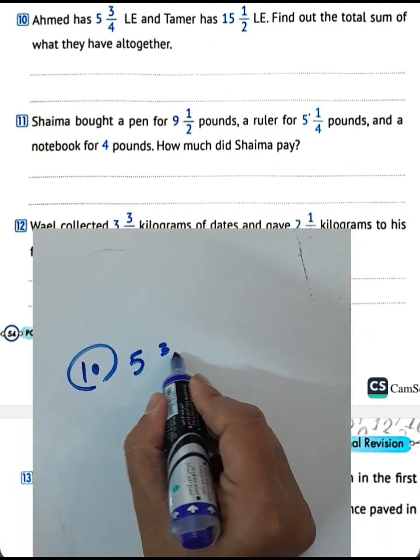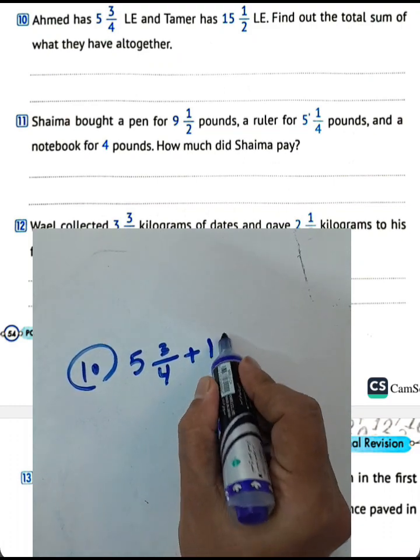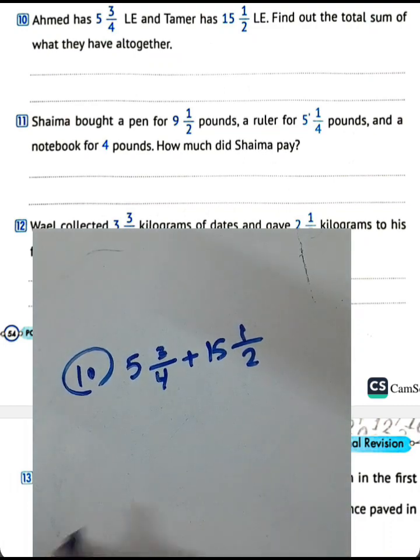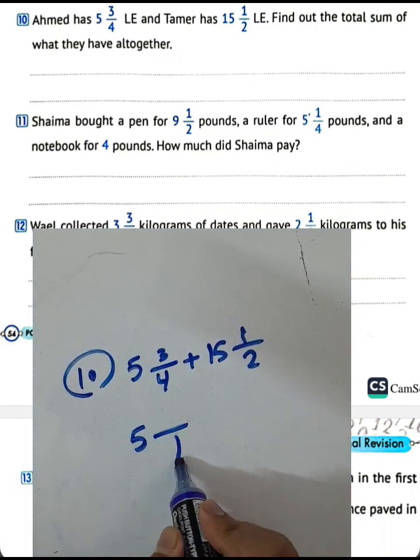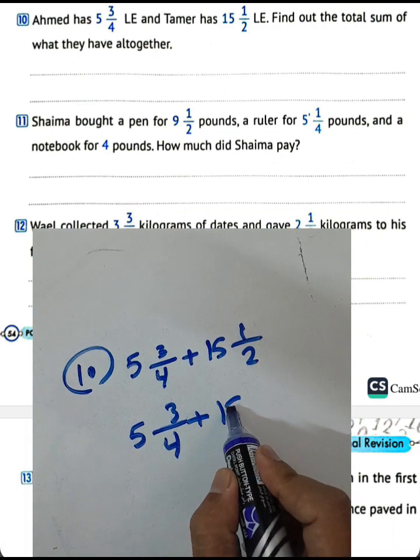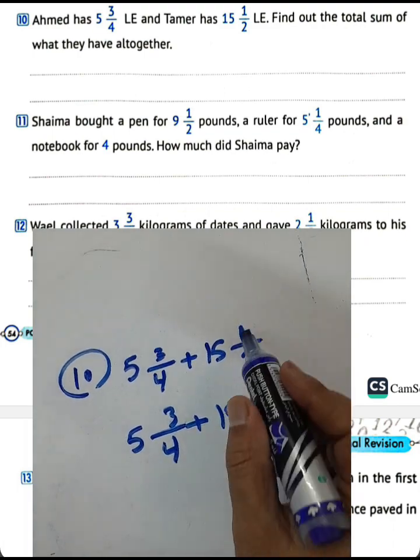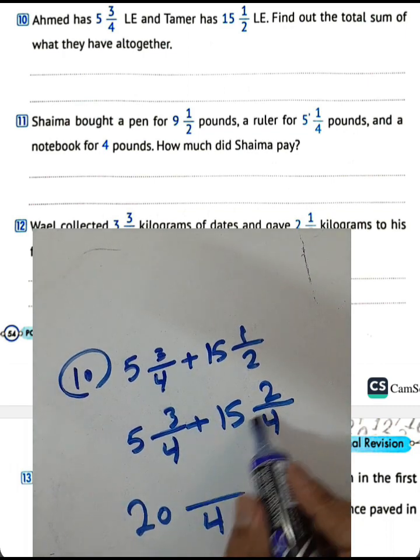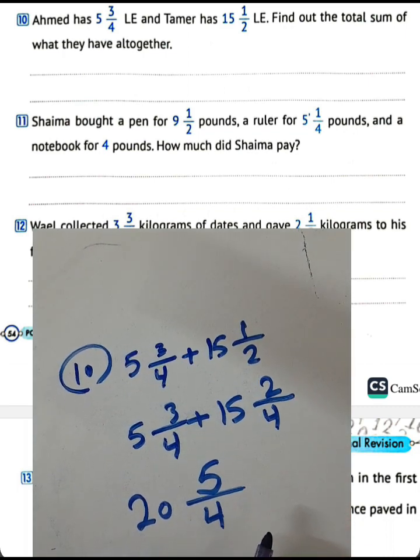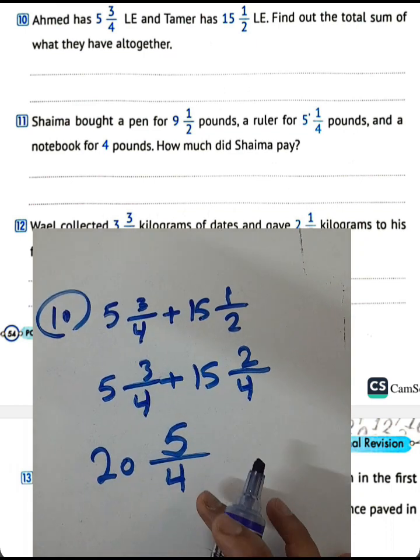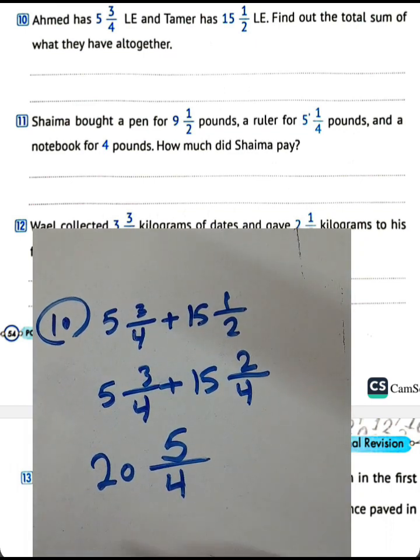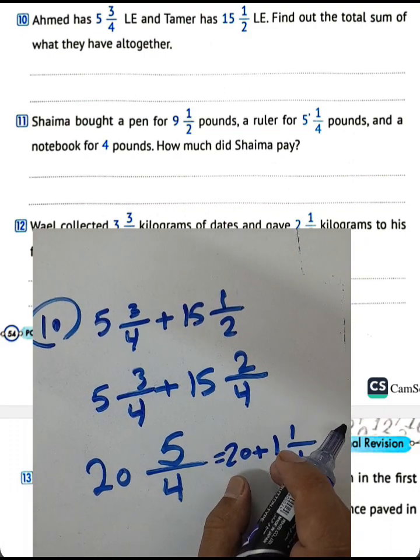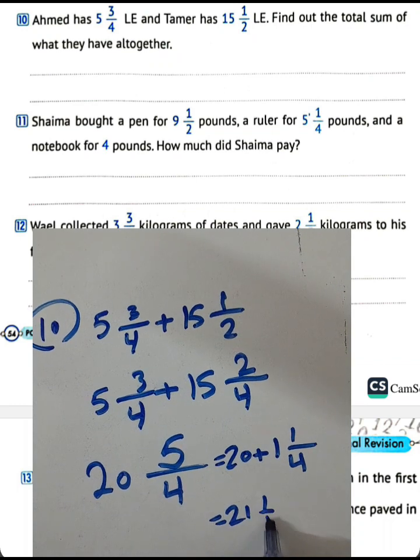and 3/4 plus 15.5. 4 can be divided by 2, so 4 is the least common multiple between the two denominators. Write 5 here and 4 and 3, and write 15. Write 4 here. 2 times 2 equals 4, 2 times 1 equals 2. 10 plus 5 equals 20, and then write 4 in the denominator. 3 plus 2 equals 5. You must simplify it because 5 is greater than 4. 5 divided by 4 equals 1, and remainder 1. You can write 20 plus 1 and 1 over 4, and then you must add 1 to 20, it will be 21 and 1 over 4.